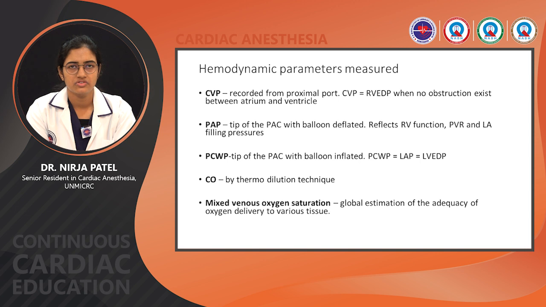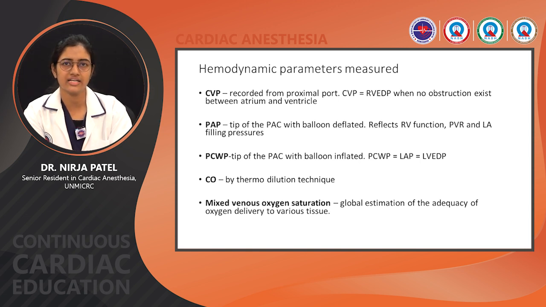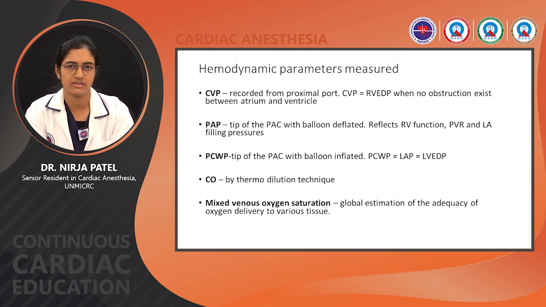Hemodynamic parameters which we will get by pulmonary artery catheter: first is CVP, when the catheter is in the RA. CVP is equal to right ventricular end diastolic pressure if there is no obstruction between atrium and ventricle. Second is pulmonary artery pressure, when the tip is in the pulmonary artery and the balloon is deflated. It will reflect RV function, pulmonary vascular resistance, and LA filling pressure.